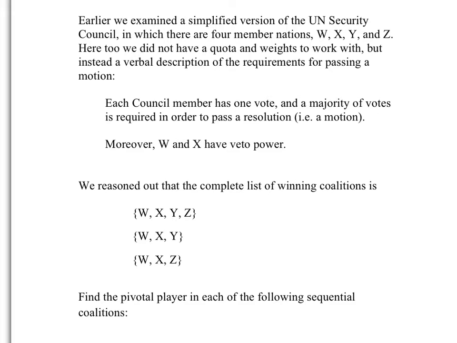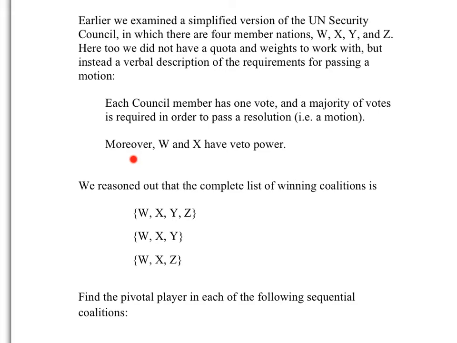Now earlier we examined a simplified version of the UN Security Council, in which there were 4 member nations that we called W, X, Y, and Z. In that example also, we did not have a quota and weights to work with as such. Instead, we had a verbal description of what was required in order for the council to pass a resolution. So each council member has 1 vote, and a majority of votes is required in order to pass a resolution. Right? So in other words, there are 4 members, and at least 3 of them have to vote yes. So that's 1 requirement.